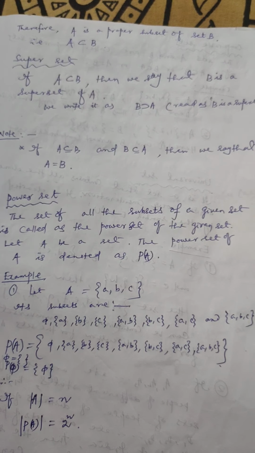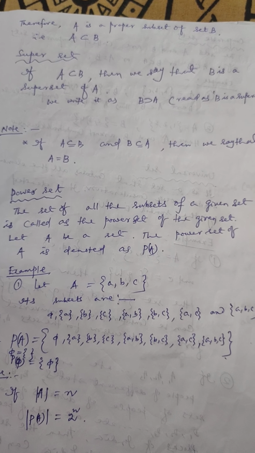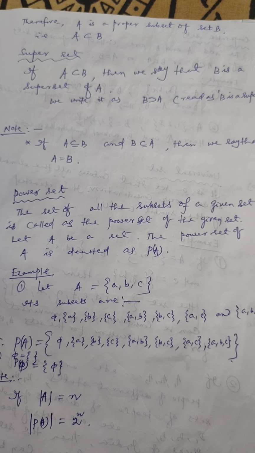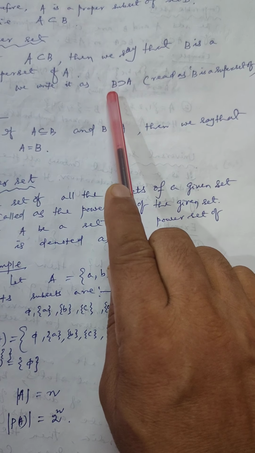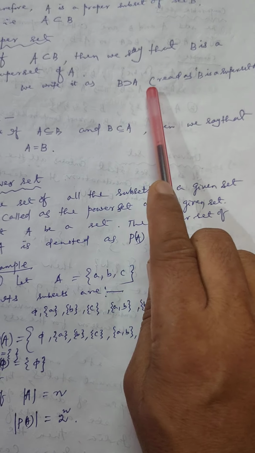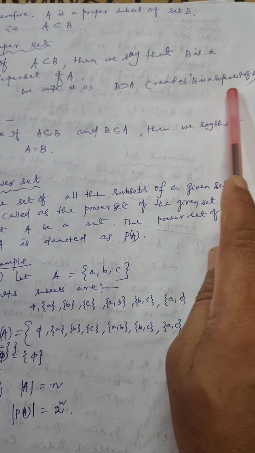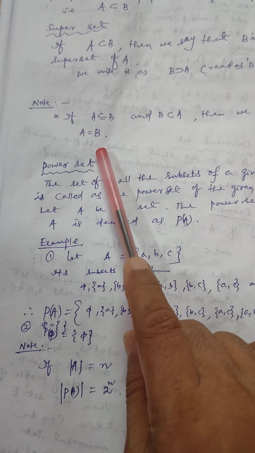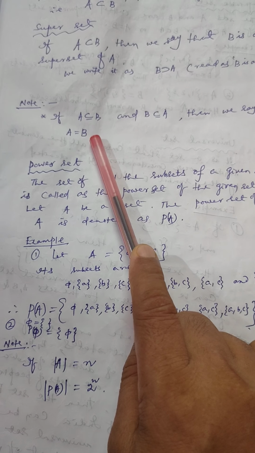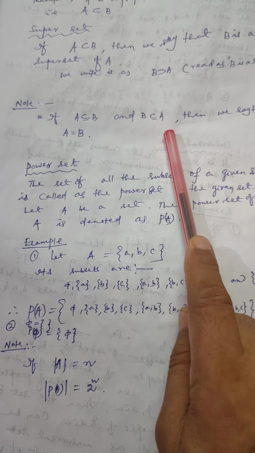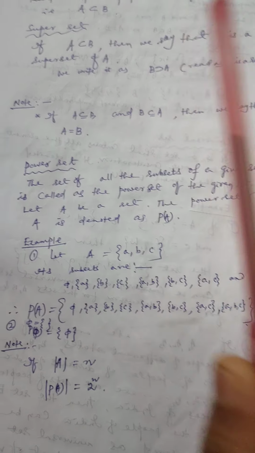Superset. If A is a subset of B, then B is said to be a superset of A, and we write it as B superset symbol A. Read it as B is a superset of A. It is to be noted that if A is a subset of B and B is a subset of A, then we say that A and B are equal sets and write it as A equal to B.